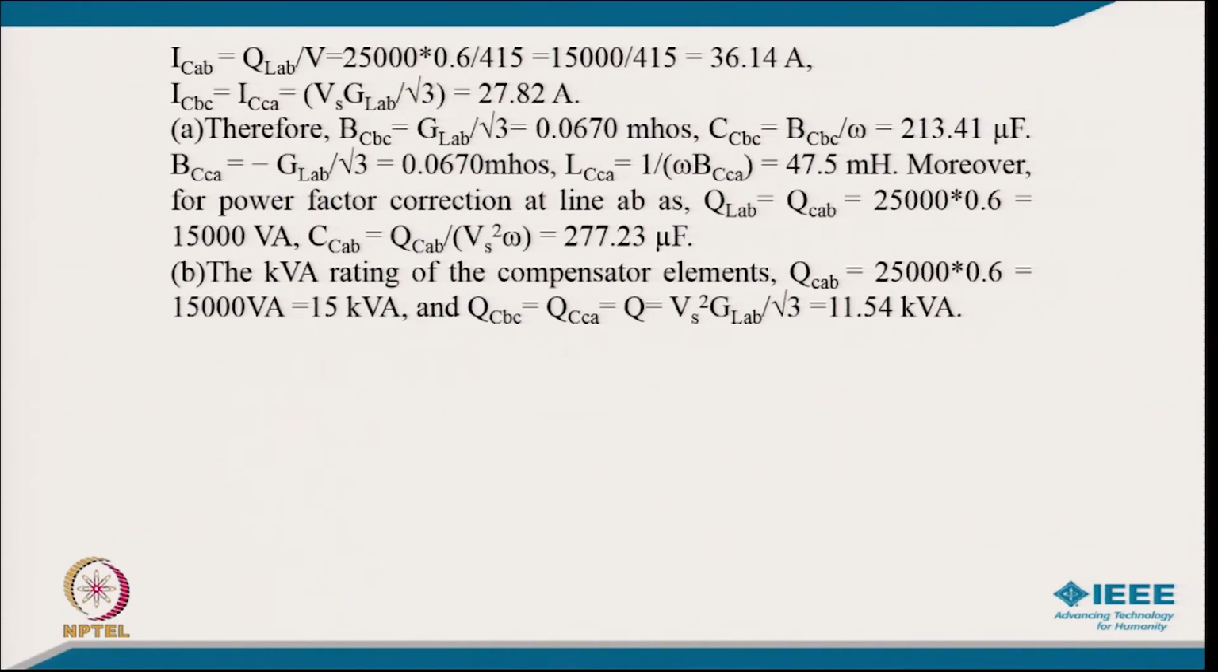Moreover, for power factor correction at line AB, across the line AB, QCAB equal to QLAB equal to 25,000 into 0.6, that is the reactive power, and the equivalent capacitance will be, because it is a single-phase circuit, QCAB upon V square omega, and this comes to 27.23 microfarad. So the kVA rating of the compensator element across AB is 15 kVA, and for the other two it will be V square GL upon root 3, that is 11.54. After putting in these three compensators, we will get a unity power factor sinusoidal balanced current in the net compensated load.